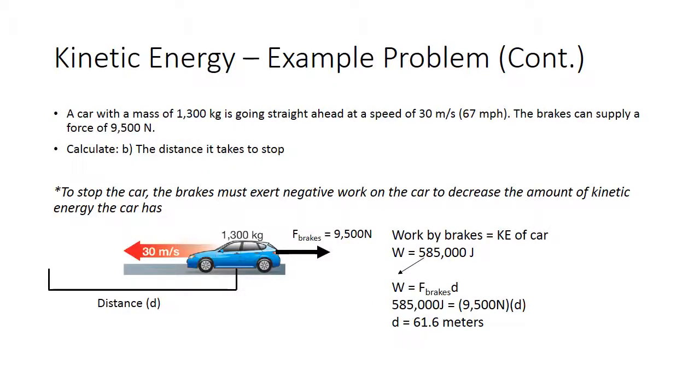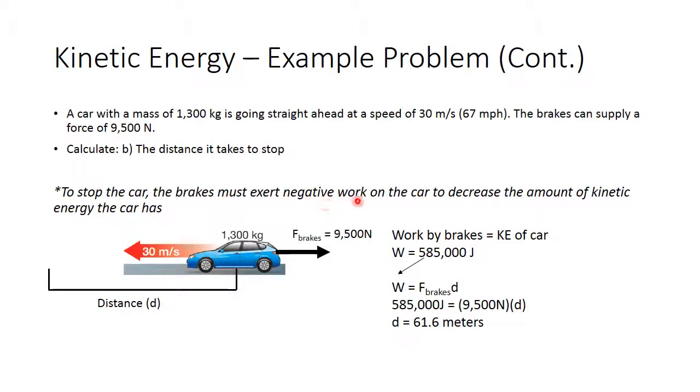Let's look at part B of this problem. For part B, we're trying to find the distance it takes for the car to stop. In order to stop the car, the brakes must exert negative work on the car, and that negative work will decrease the amount of kinetic energy the car has. We see the force that the brakes apply on the car is going to the right, and the distance the car moves will still be going to the left. So we see how that work is negative.